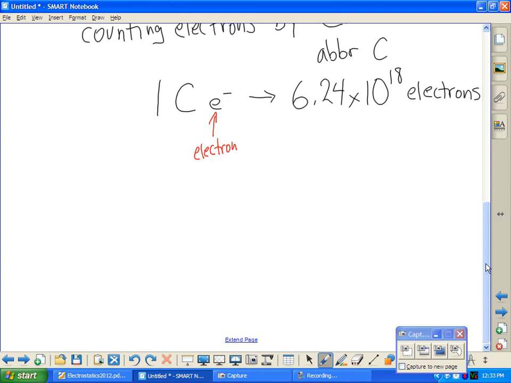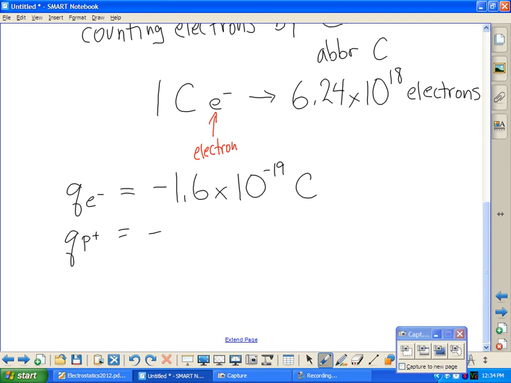And that means that the charge on a single electron is equal to negative 1.6 times 10 to the negative 19th coulombs. And before you start to hyperventilate too much, why negative? Well, by definition, we say that the charge on the electron is negative. The charge on a proton would be positive 1.6 times 10 to the negative 19th coulombs.